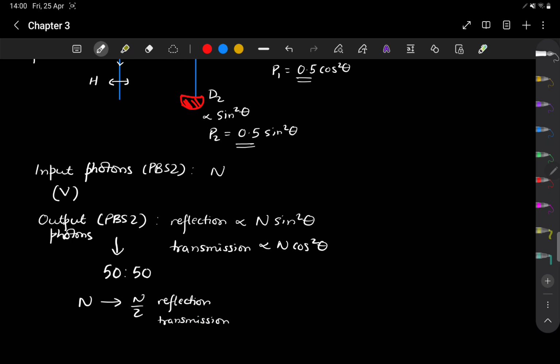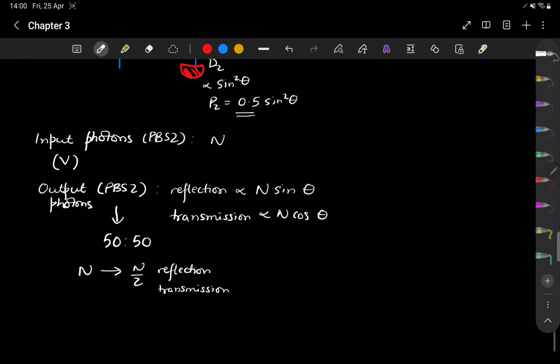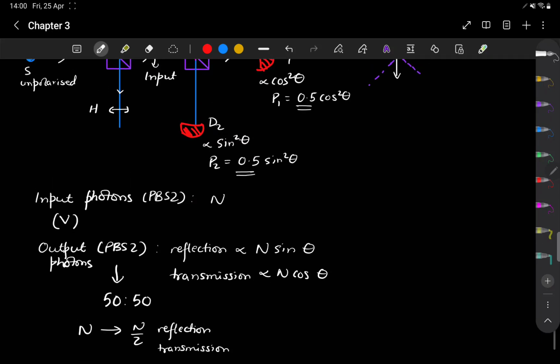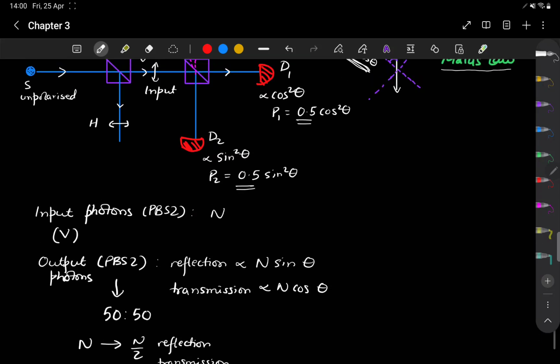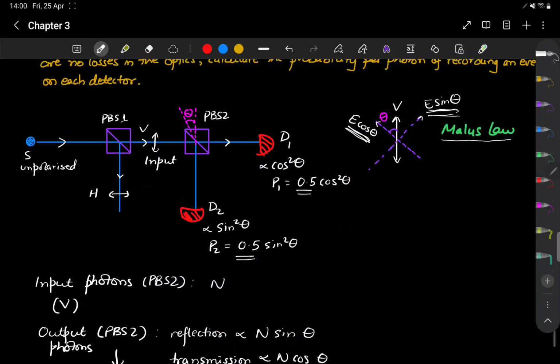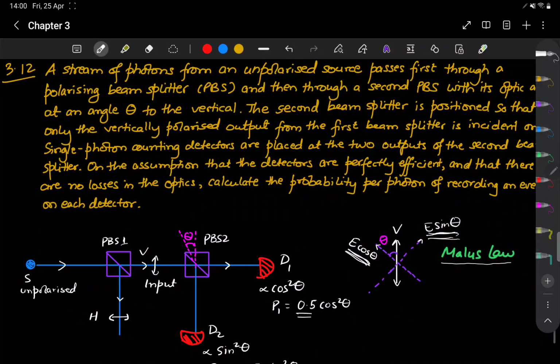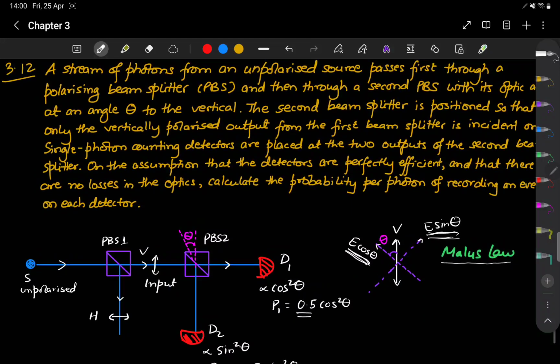So the probability, which is the analogous quantity to intensity, will be proportional to sin squared and cos squared theta with a factor of half in front of it. So this was a question on polarizing beam splitters and detection probabilities.